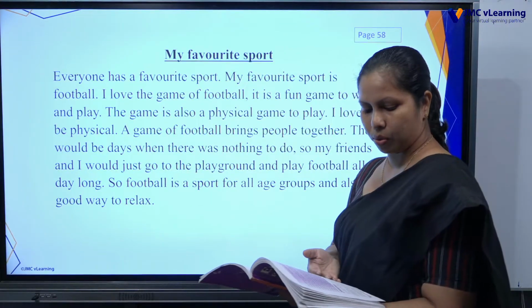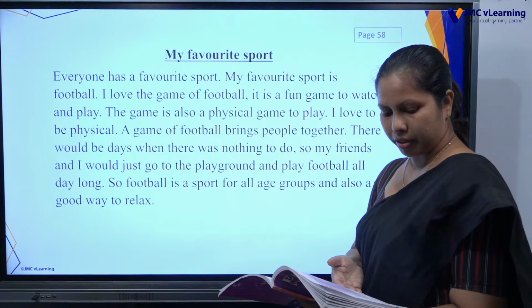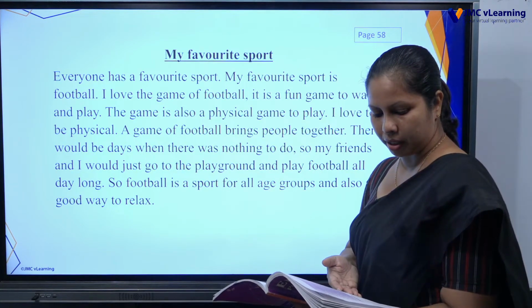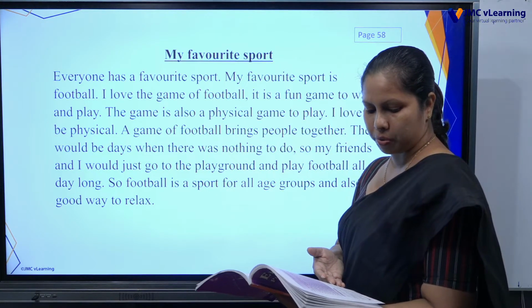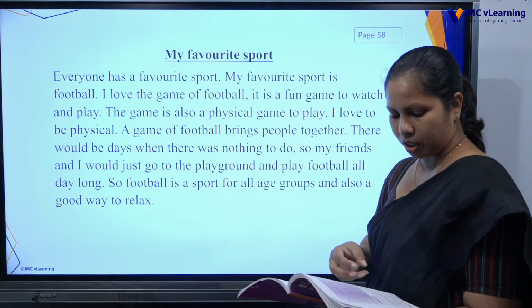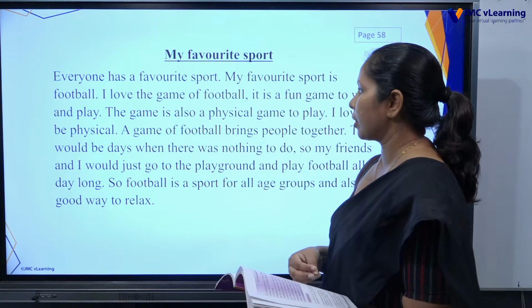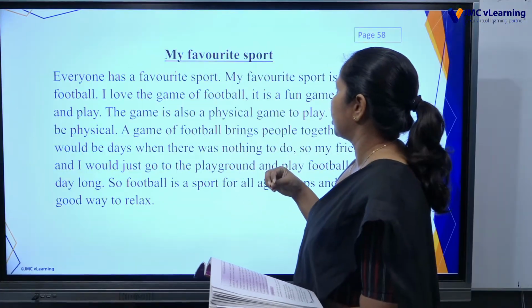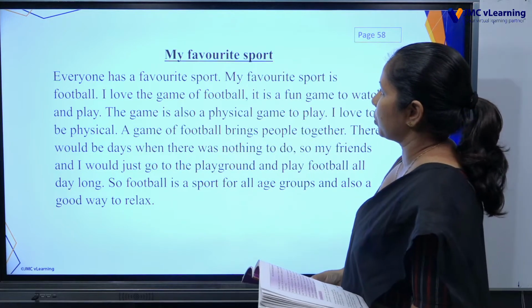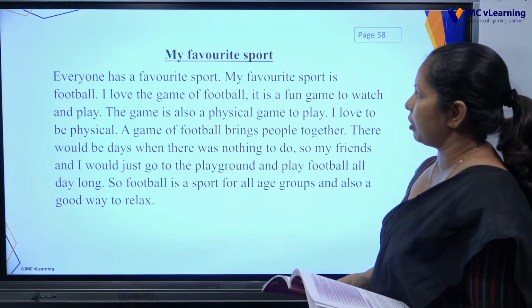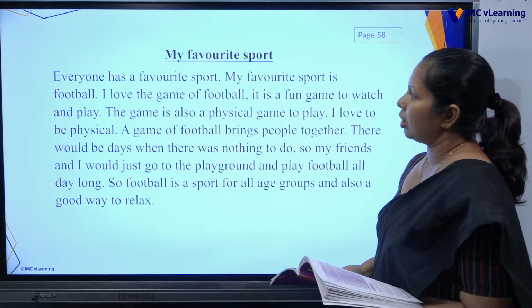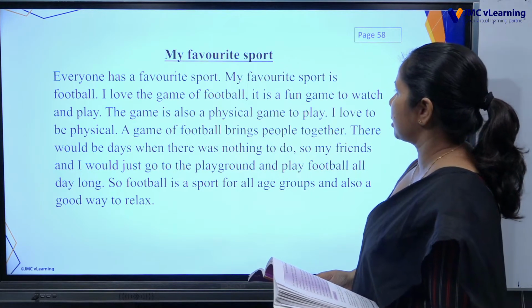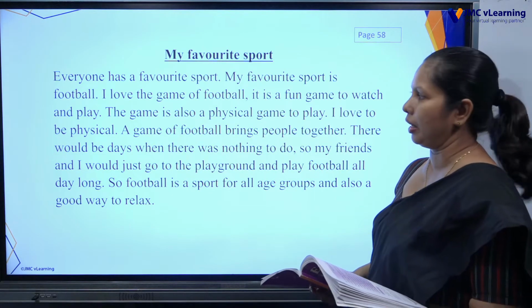So, under my favorite sport they have asked to speak about how interesting and enjoyable, important for a healthy body, sports for all age groups, a good way to relax. So, you need to use these phrases in your text. So, my favorite sport. Everyone has a favorite sport. My favorite sport is football. I love the game of football. It is a fun game to watch and play.